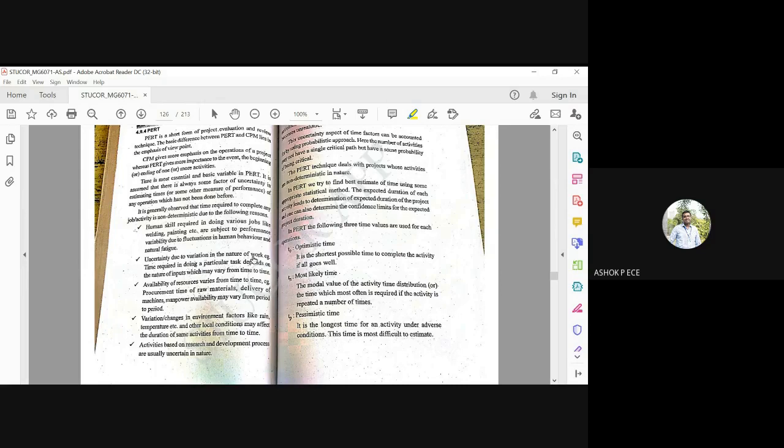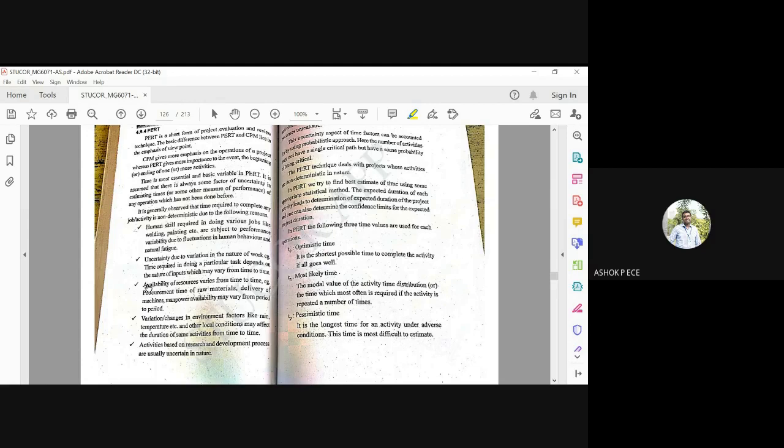Uncertainty due to variation of nature of work. For example, the time required in doing a particular task depends on the nature of inputs, which may vary from time to time. Each task is going to be unique. Each task requires a different input and produces a different output. The time taken is also going to vary from time to time.